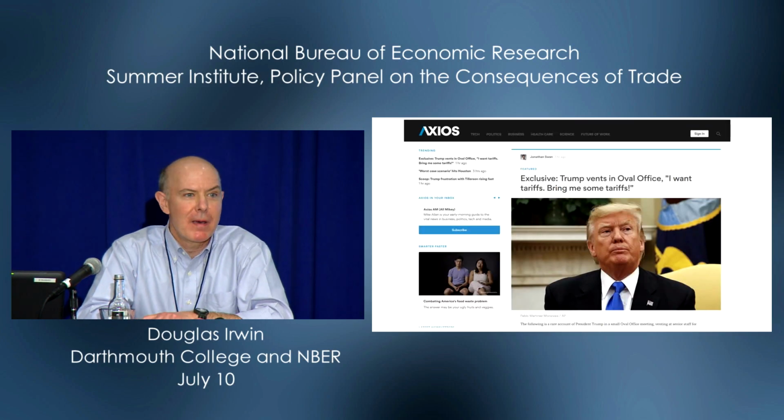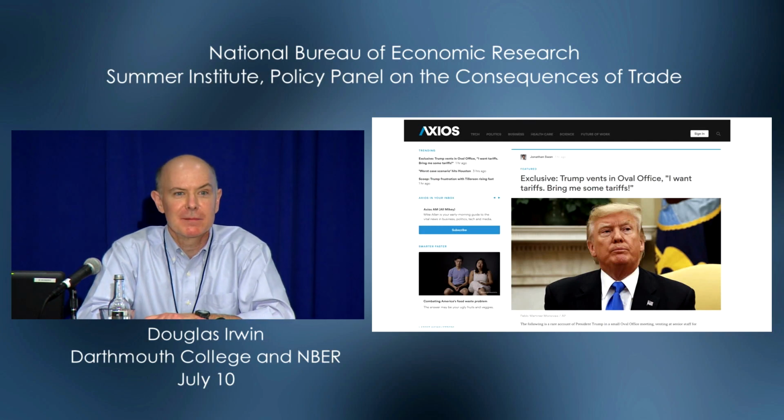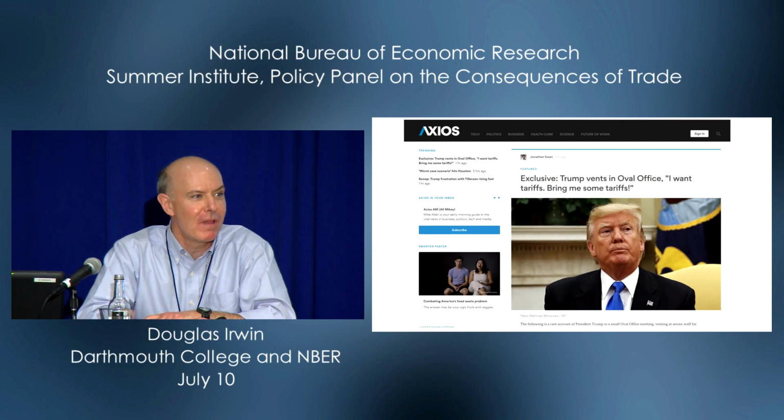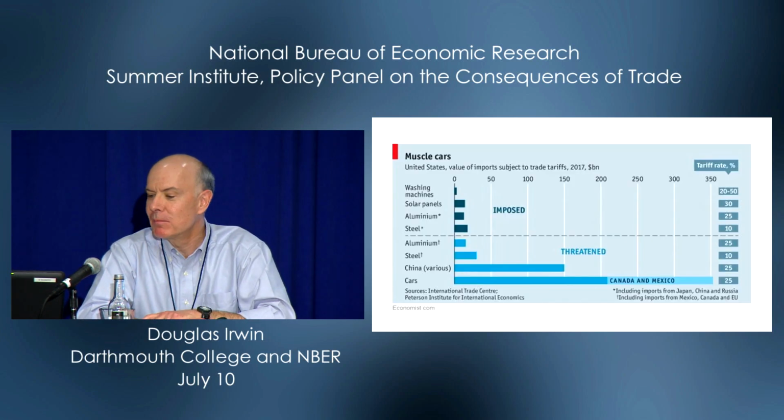But now, about a year ago, President Trump said, apparently in the Oval Office, bring me some tariffs, I want some tariffs. And finding the appropriate legal provisions to allow the president unilaterally to raise tariffs, mainly Section 301 of the Trade Act of 1974 and Section 232 of the Trade Expansion Act of 1962, his advisors delivered. And now we have some tariffs in place.